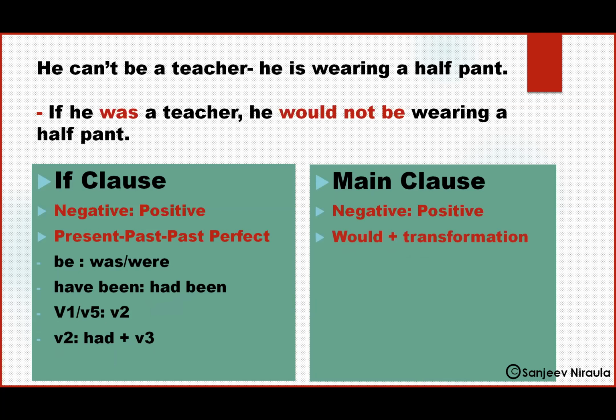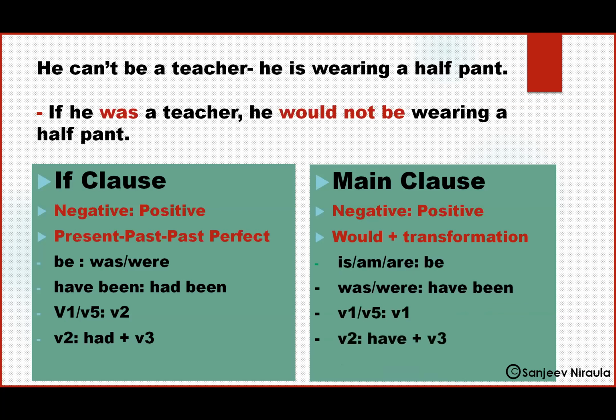After would, we write the transformation that we studied in rule number 2 when we were doing the use of modal verbs. Let me remind you: is, am, are into be; was, were, have been; verb 1, verb 1; and verb 2, have plus verb 3.